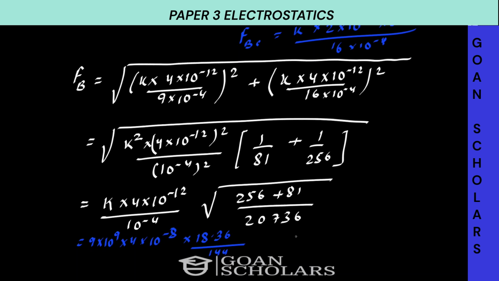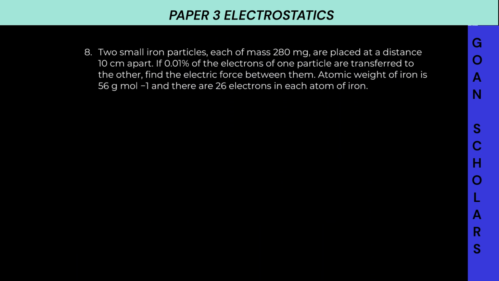Now further simplification will give us the final force on B. Let me directly solve this. So 9 into 4 is 36, 36 into 18.36 is 660, whole divided by 144, that's 4.59 into 10 to the power 1, or we can make it as 45.9 newtons. This is our net force on B. Let's move to our next question.